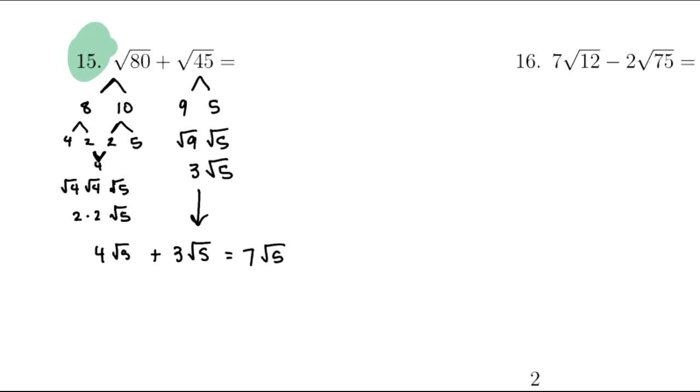You're going to add like terms, so the like terms here would be the 3 and the 4. That root 5 just hangs out, like you would add 4x and 3x, and you would get 7x. It's the same kind of thing.